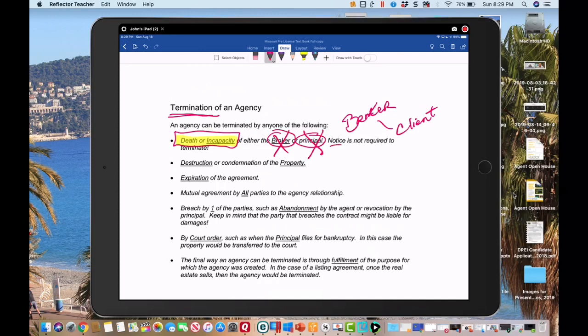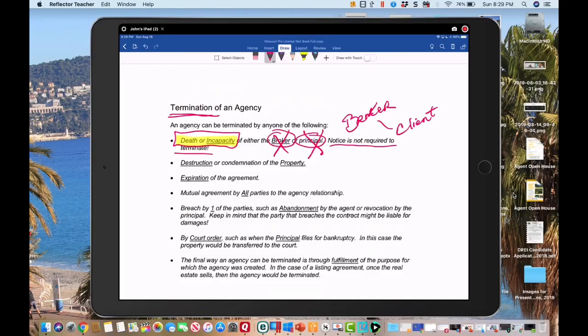And of course, notice is not required to terminate. In fact, I remember one of the listings that I had, and the client died. They just pulled my sign up out of the yard and told me to come and get it, but they didn't have to tell me. I can't remember who it was, but a family member died. The listing I had was between that seller and my brokerage, and when the seller died, the listing was void. Okay? Notice to terminate was not required.